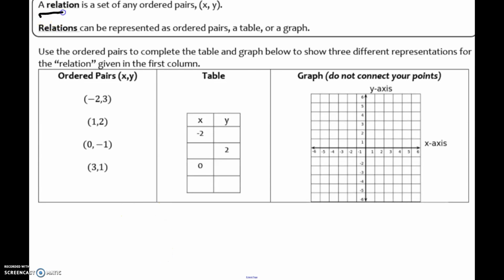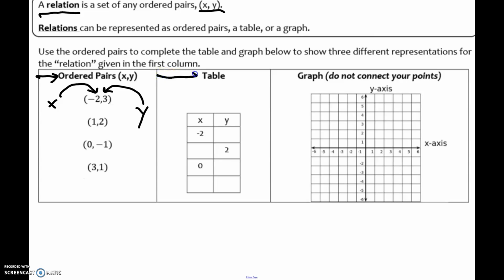So a relation is a set of any ordered pairs x comma y. We're used to seeing these ordered pairs written so that the x value comes first and the y value comes second. So any group or set of ordered pairs is called a relation.